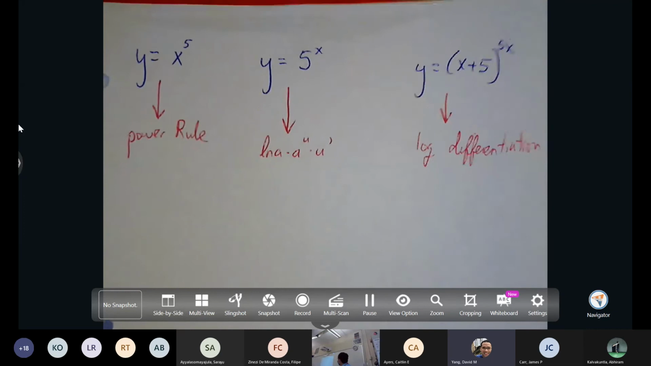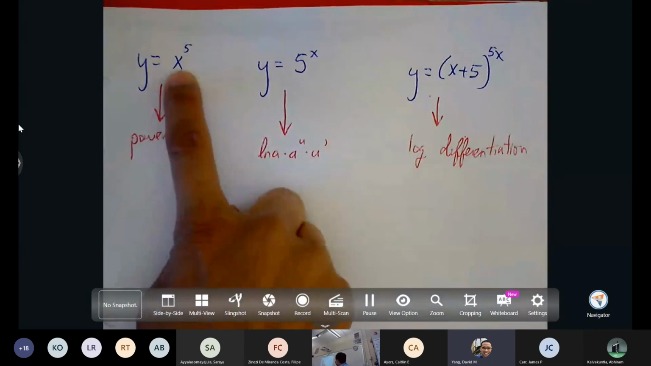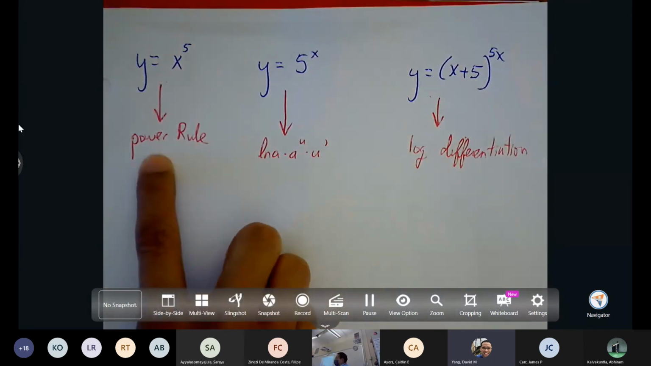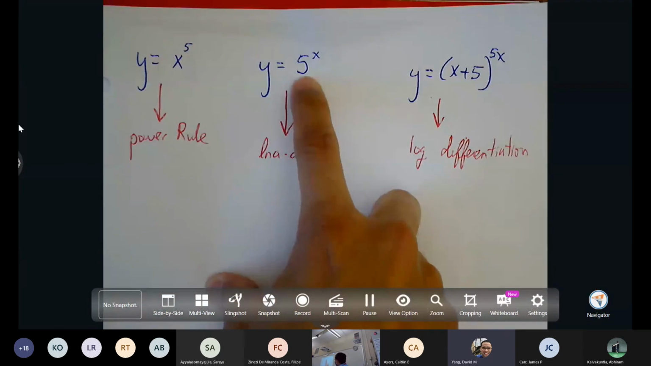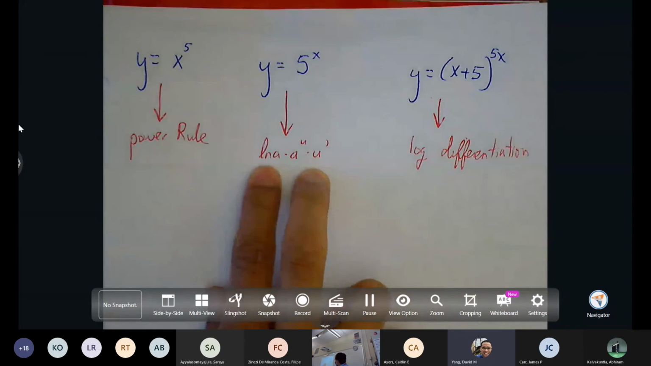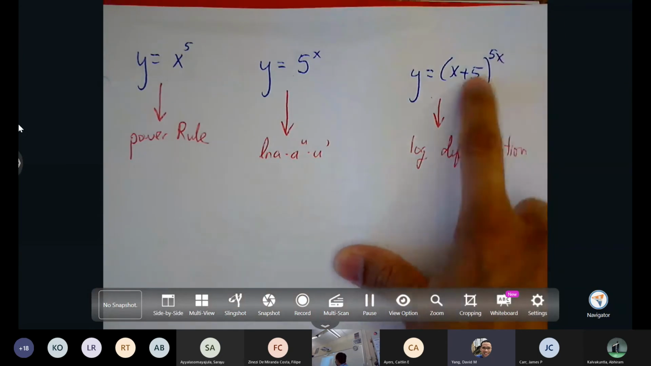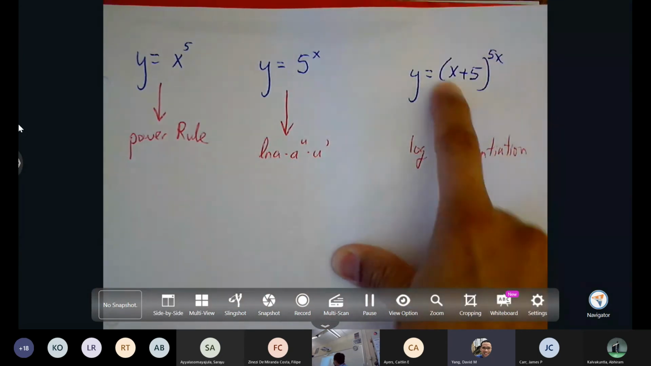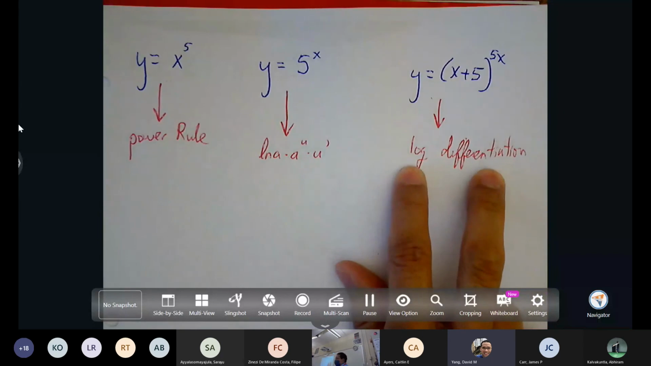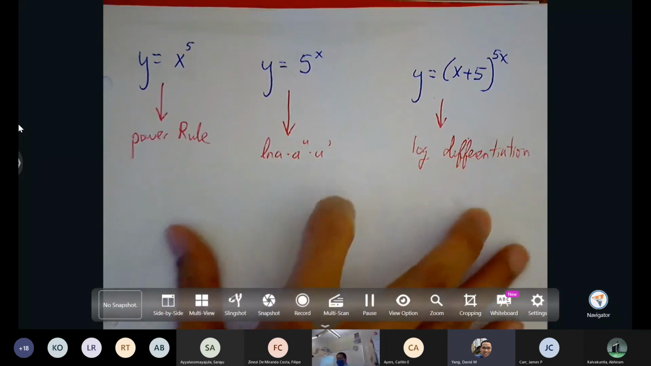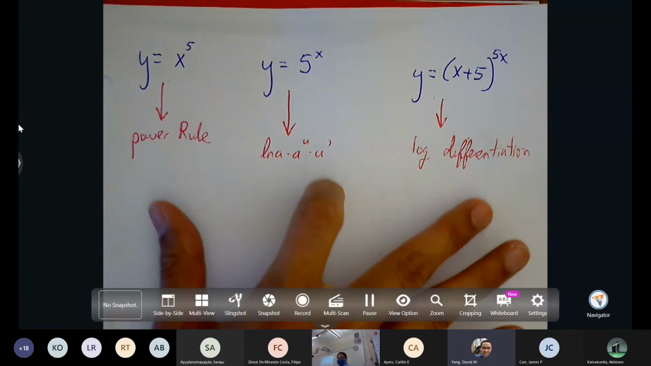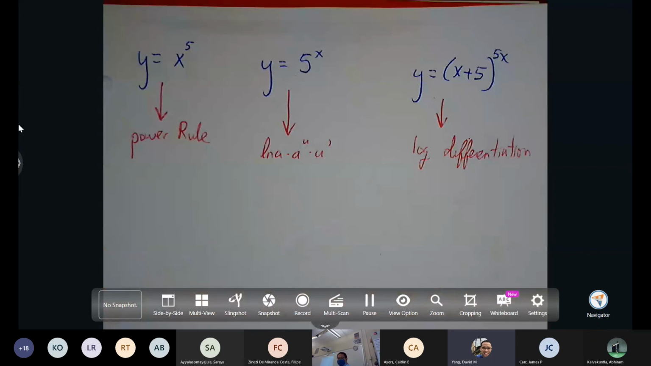Just as a recap here, if I have a variable raised to a constant, then I use the power rule. If I have a constant raised to a variable, then I have to use base a: natural log of a times a to the u times u prime. But if I have a variable raised to a variable, we have to find a way to represent that in a different form. And the way we do that is we do log differentiation. We introduce logs to both sides of the equation. Everybody see the distinction between these 3 types? They all look similar, but we approach them differently.